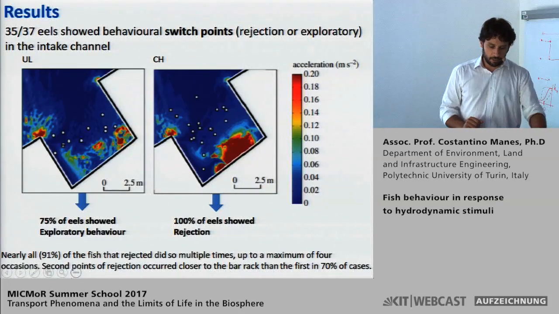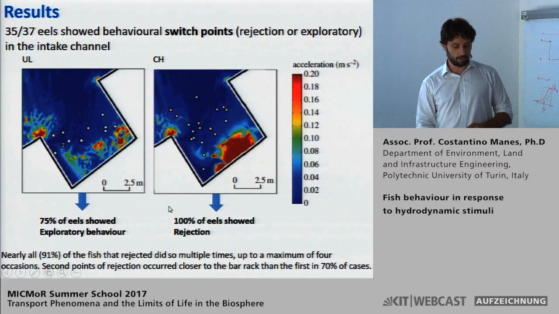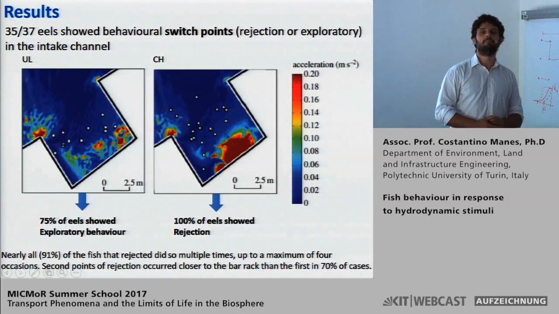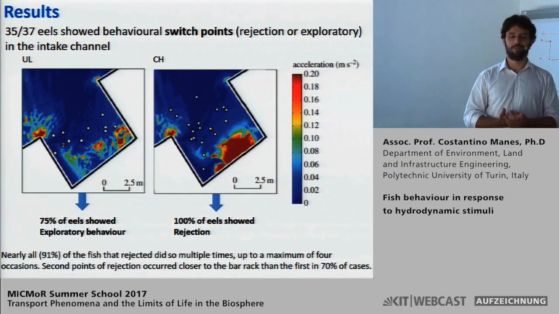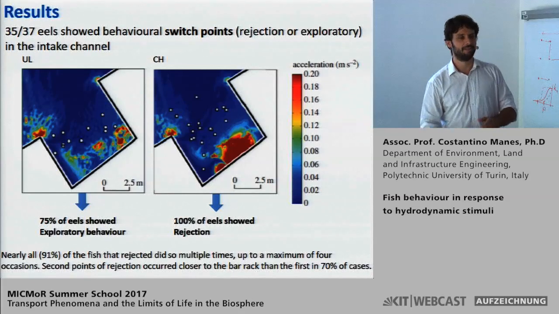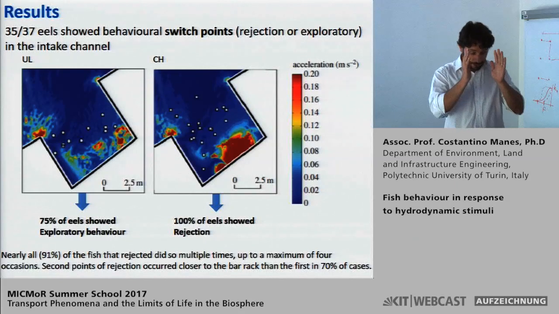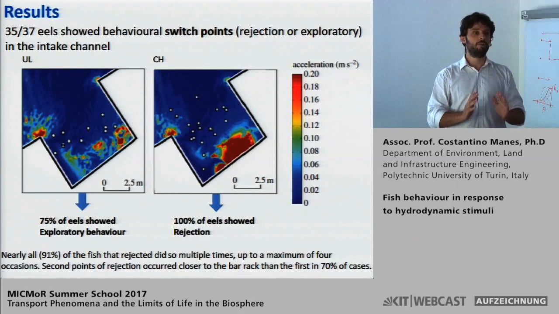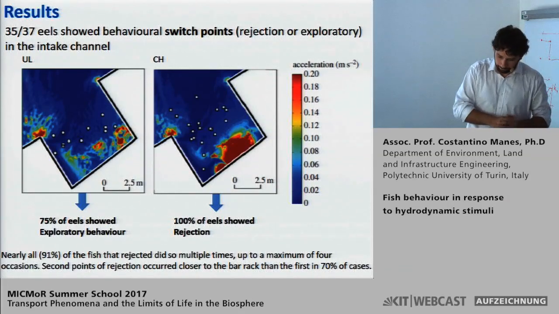Now, 35 out of 37 eels, so all of them, showed a reaction when they approached the rack. Okay, now you can tell your definitions of rejection, of exploratory, how did I call it? Exploratory behavior is arbitrary. You can see whatever you want. Fine, but it's definitely an objective result that all of them reacted. All of them stopped being drifted. So they either stopped or got scared. Okay.